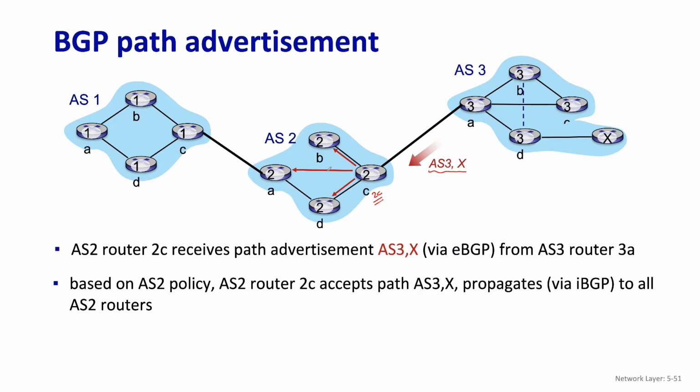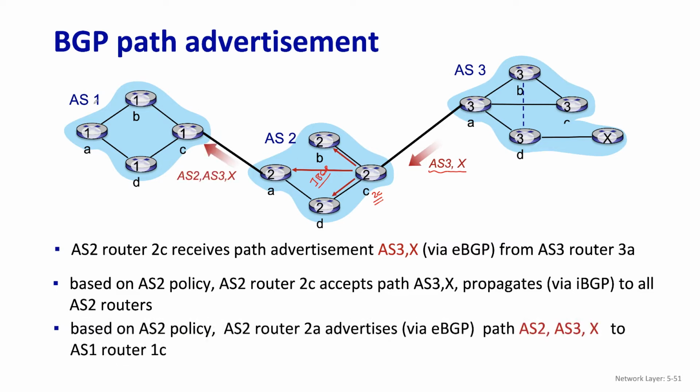So in this case, let's say 2C is going to do BGP exchange with all the other routers, with this one and this one and this one, right? The other thing that it's going to do is instruct 2A to advertise this message or this path to autonomous system 1, as you can see.